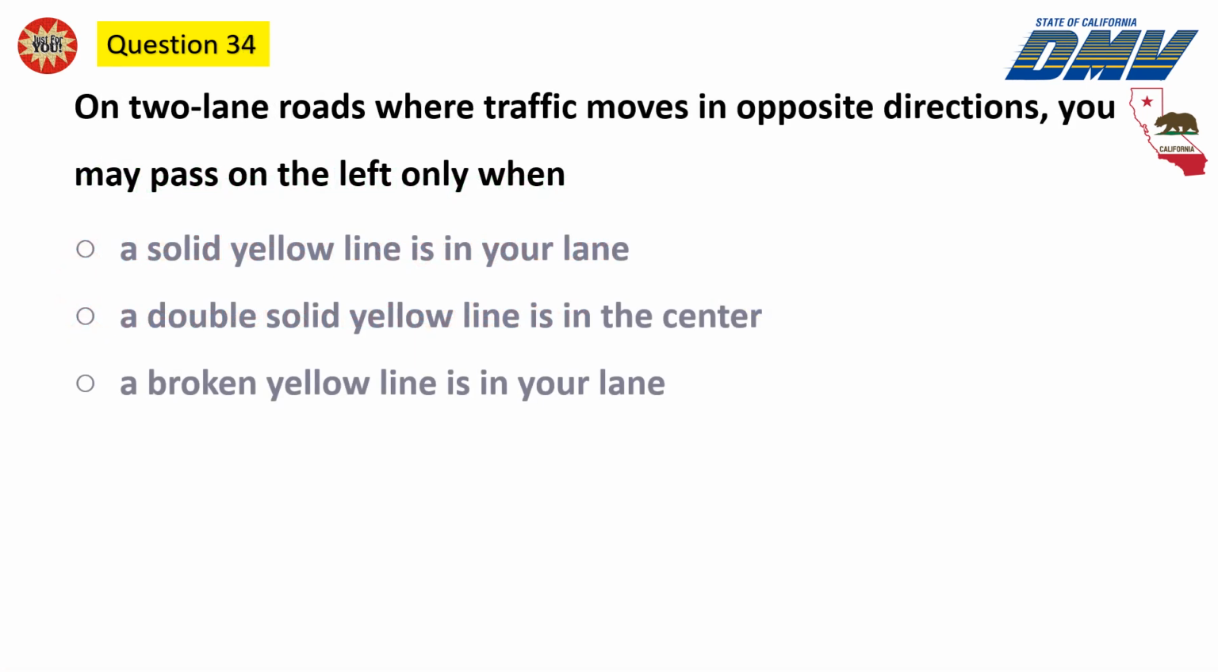Question 34. On two-lane roads where traffic moves in opposite directions, you may pass on the left only when a solid yellow line is in your lane, a double solid yellow line is in the center, a broken yellow line is in your lane.